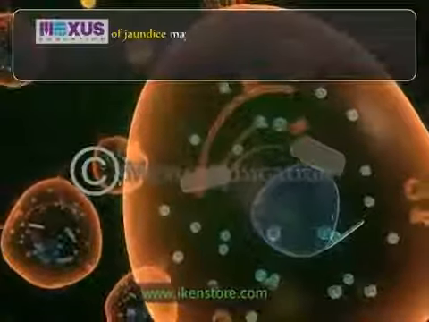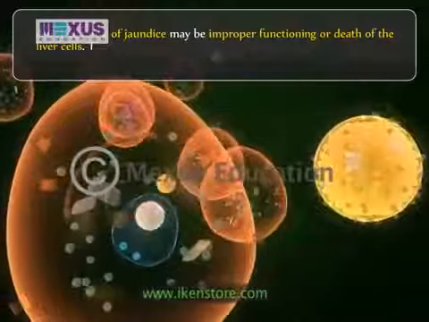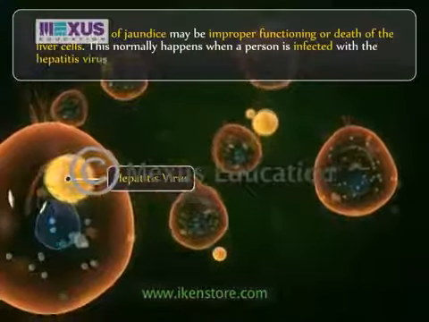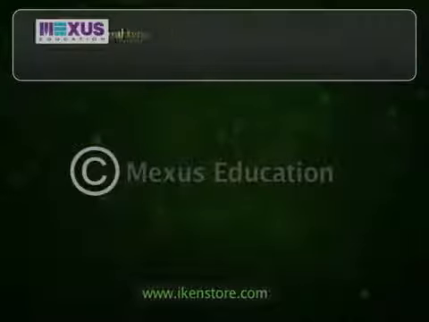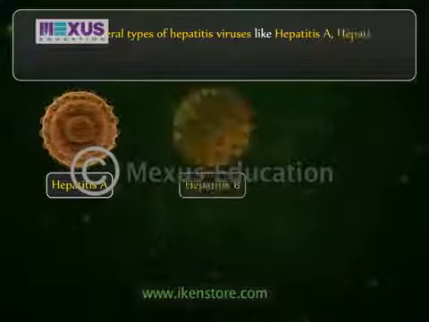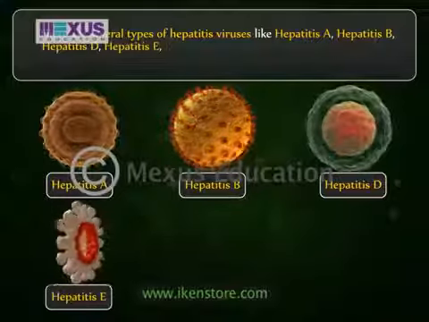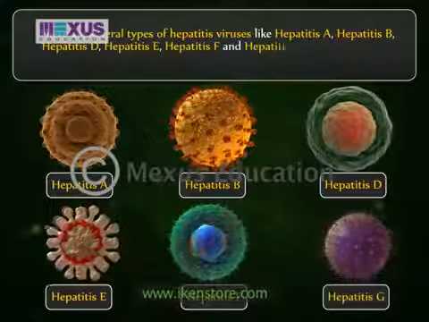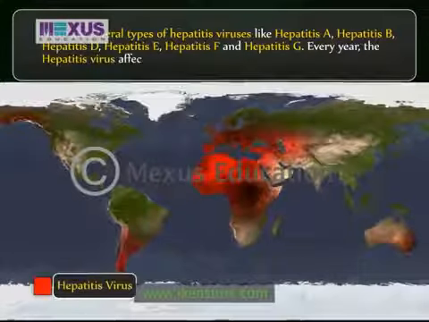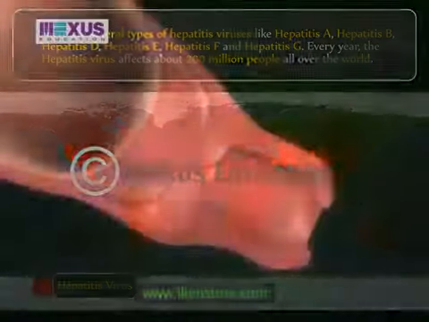Another cause of jaundice may be improper functioning or death of the liver cells. This normally happens when the person is infected with the hepatitis virus. There are several types of hepatitis viruses like hepatitis A, hepatitis B, hepatitis D, hepatitis E, hepatitis F, and hepatitis G. Every year, the hepatitis virus affects about 200 million people all over the world.